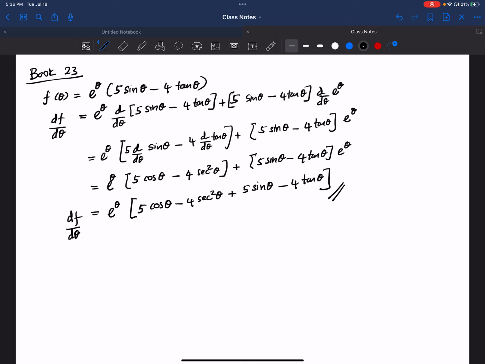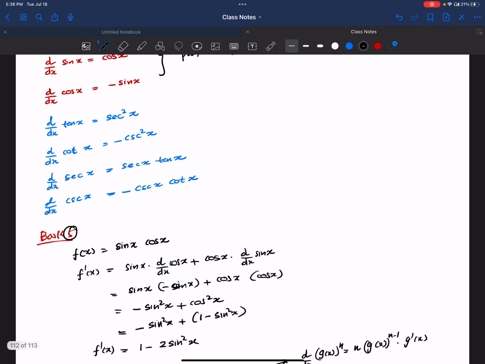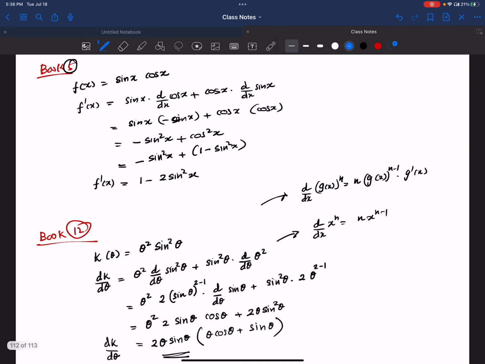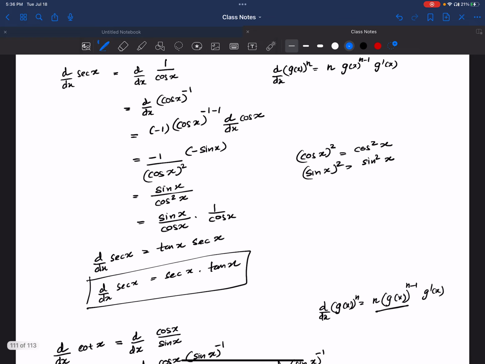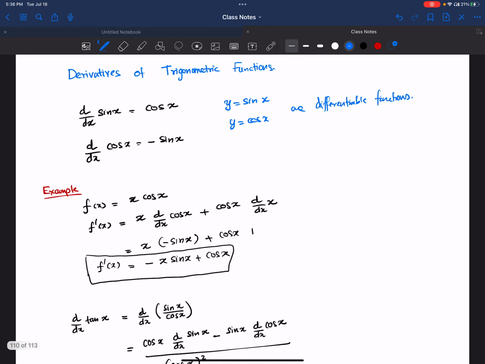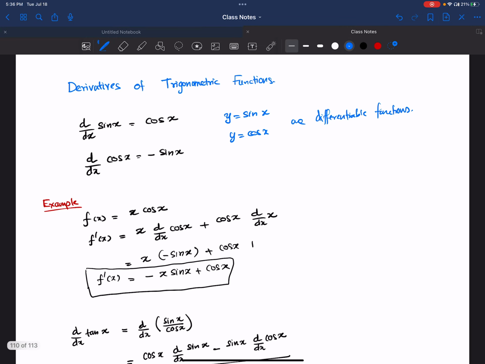So you can use whatever we learned before to solve any of these problems. Use it along with the chain rule, product rule, quotient rule, and also the derivatives based on the chain rule, these equations and this one, we can solve most of the problems. Well, that's all about the derivatives of trigonometric functions. I'll see you all in another video. Thank you very much.